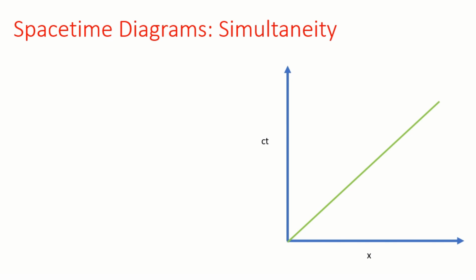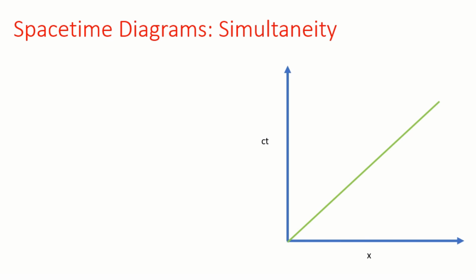We've got our CT and X axis here. And you'll notice we're only going to consider one frame of reference initially. So this is going to be the stationary frame of reference. We've got two axes there which are at right angles, and I've got my world line for light, which is at a 45 degrees angle, just for reference purposes as well.